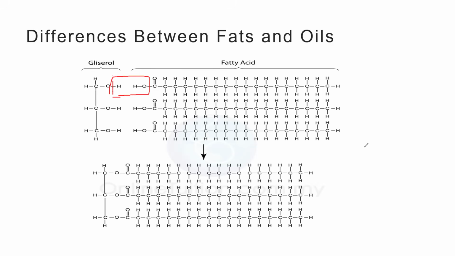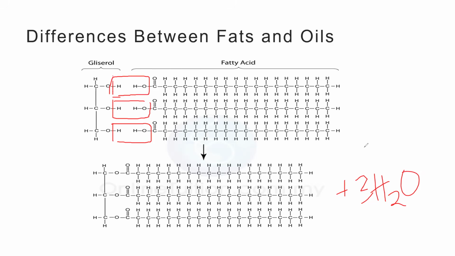Now, again, H from this alcohol and OH from the acid. As you can see, these will cut out to form the water. This is where the bonds break to form the water. So this will give us 3 molecules of water, 3H2O.